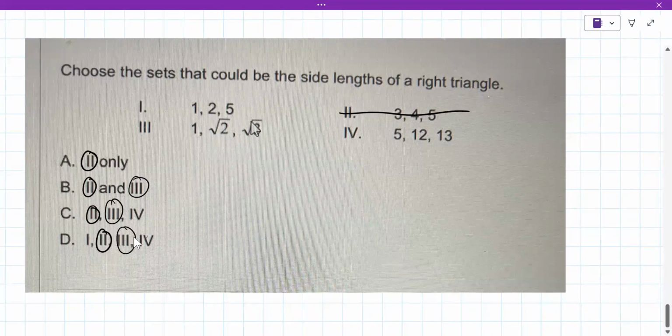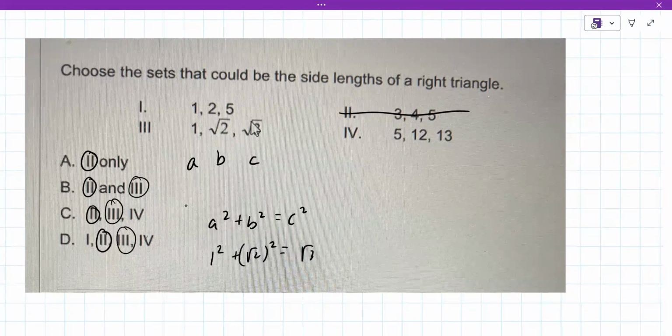All right, so we need to do 3 next. So it's A, B, C, and does A squared plus B squared equal C squared? Is 1 squared plus the square root of 2 squared equal to the square root of 3 squared? Yes. So go ahead and verify that. It does work. So that doesn't really help. That just means it's either B, C, or D.